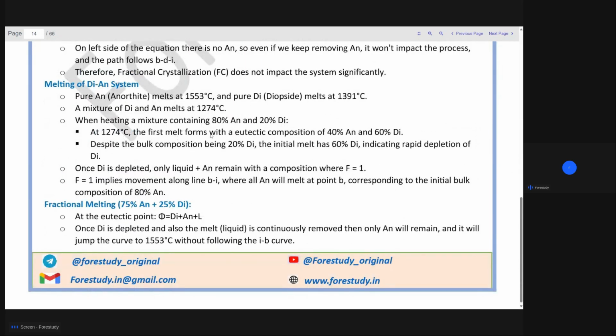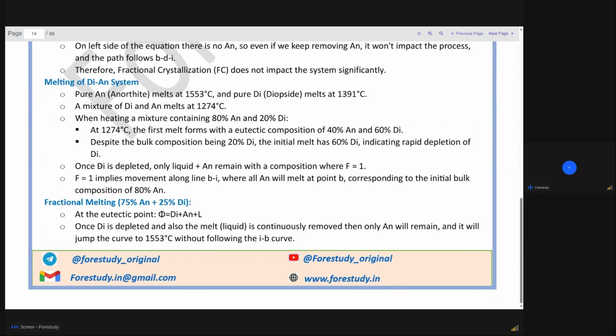At 1274, the first melt will form with a composition of 40% anorthite and 60% diopside. Despite the bulk composition being 20% diopside, we are getting melt with 60% diopside and 40% anorthite. The initial melt has 60% diopside, indicating rapid depletion of diopside. As more diopside comes out of a less diopside-rich rock, it will be depleted very fast. Once diopside is completely melted, only liquid plus anorthite will remain.